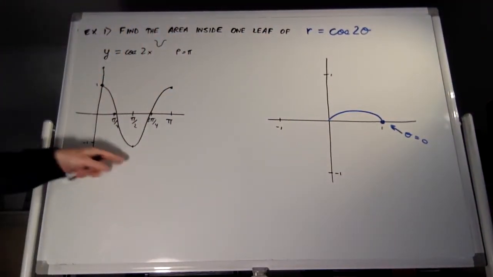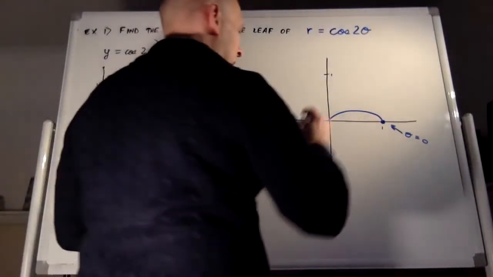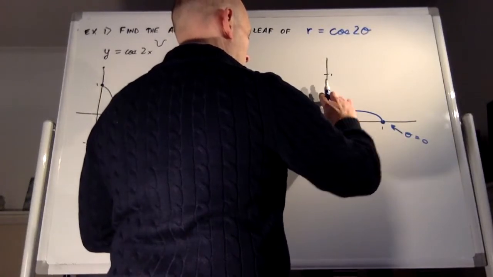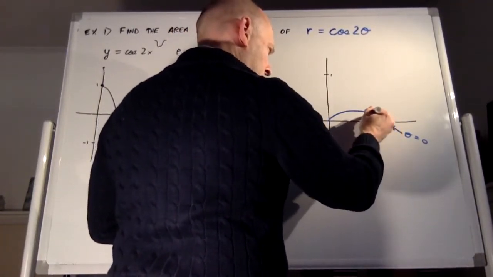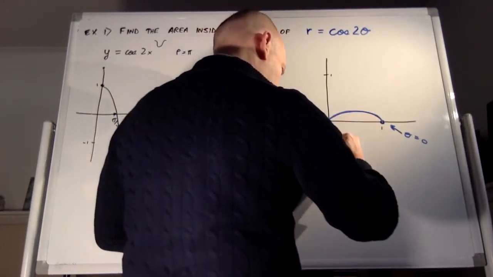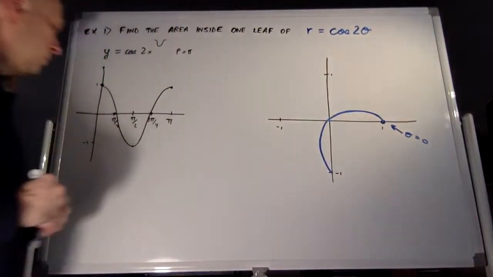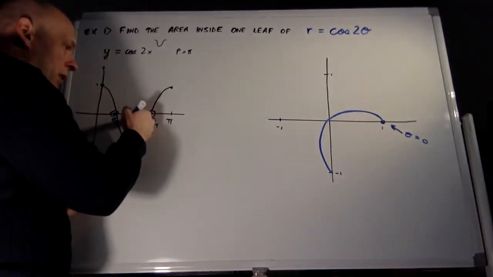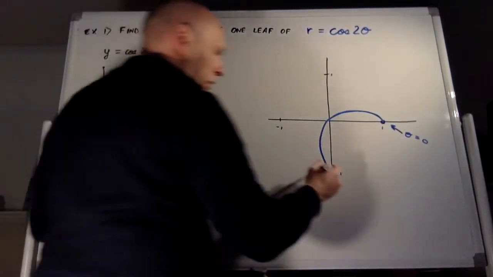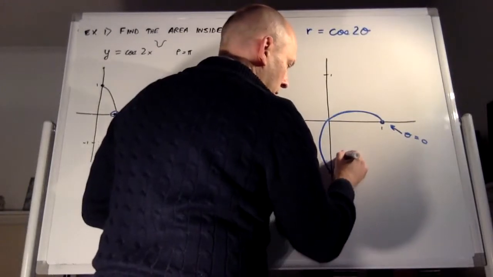At pi over 2, we're at -1. So at pi over 2, that's here, right? We're going to be pointing in the opposite direction, so here at -1. So it's going to do this, rotating counterclockwise to here. We're going to have a return to the pole here, right? So we had a pole here, and now we have our second return to the pole here. So it's going to rotate like this.